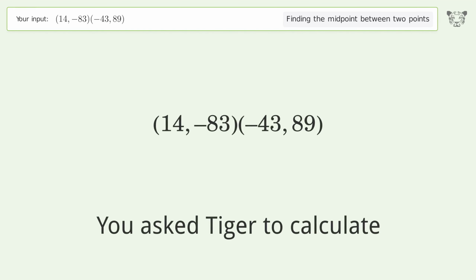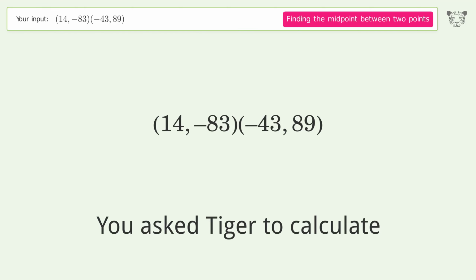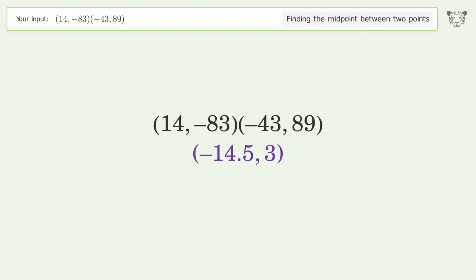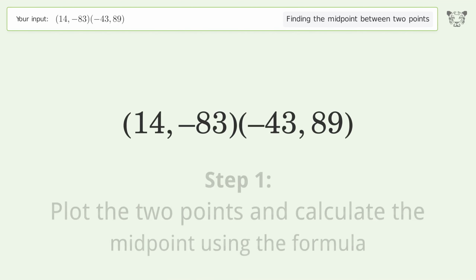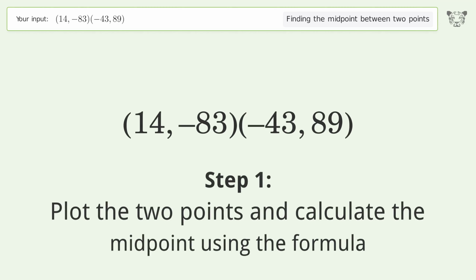You ask Tiger to calculate. This deals with finding the midpoint between 2 points. The midpoint between the 2 points is -14.53. Let's solve it step by step. Plot the 2 points and calculate the midpoint using the formula.